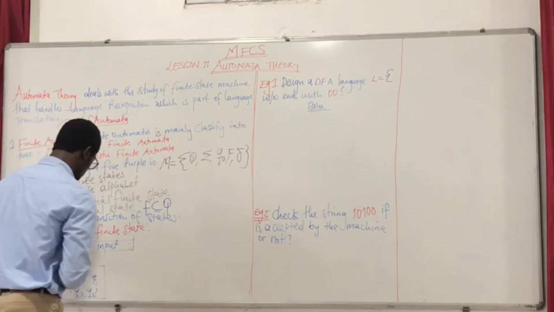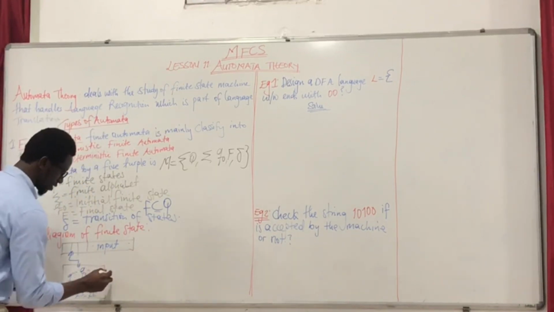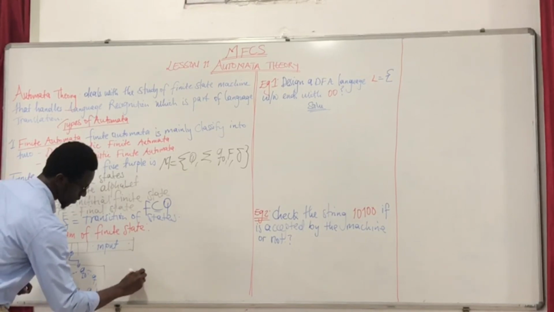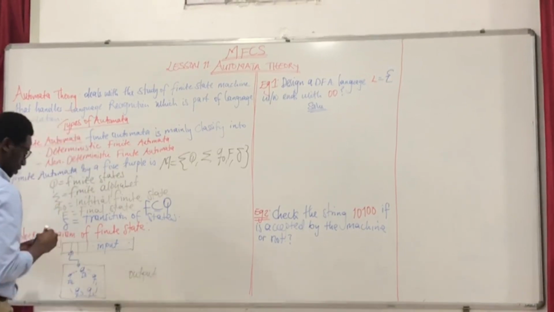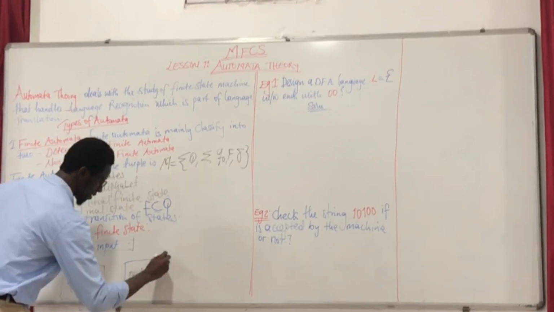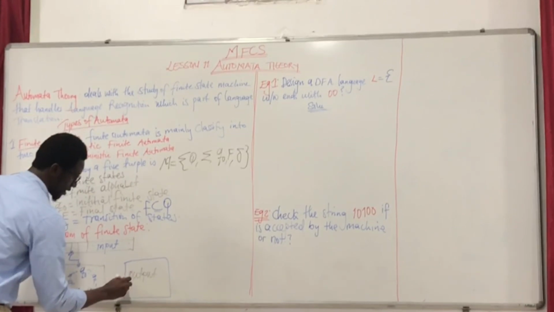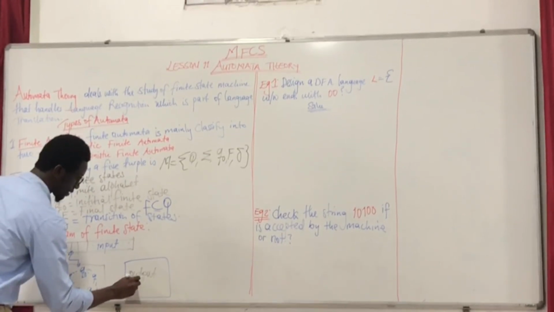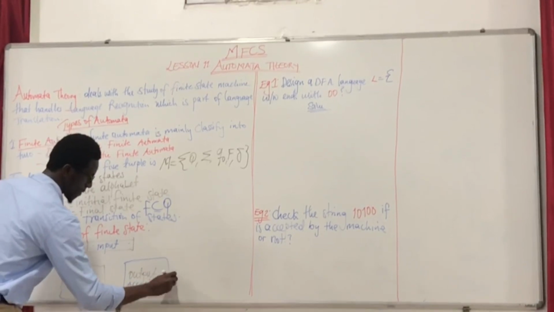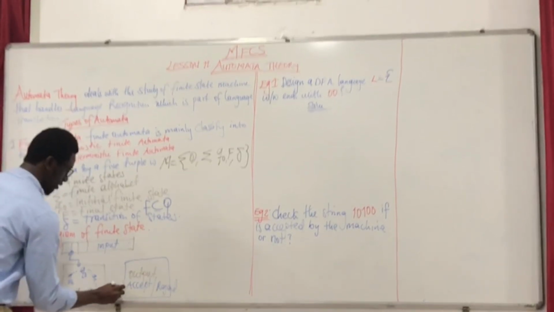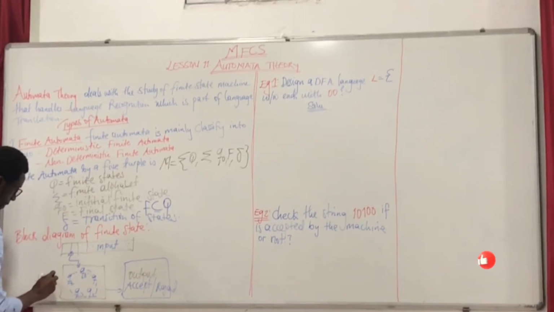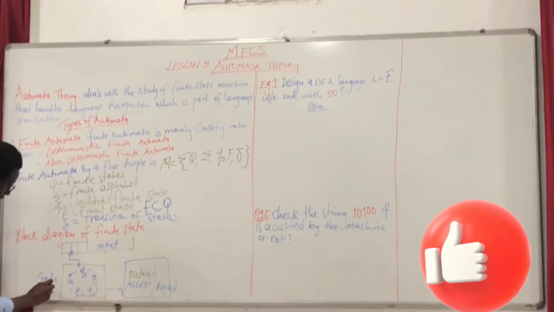Of course, after this final state, we have the output. Our output here is the final state. So at this output, you can either accept or reject. So we are going to see here, this is the finite state.